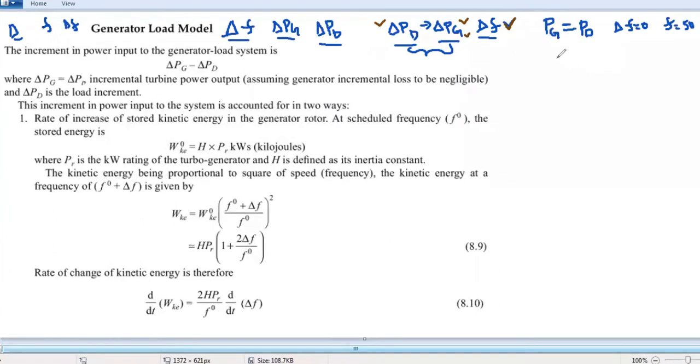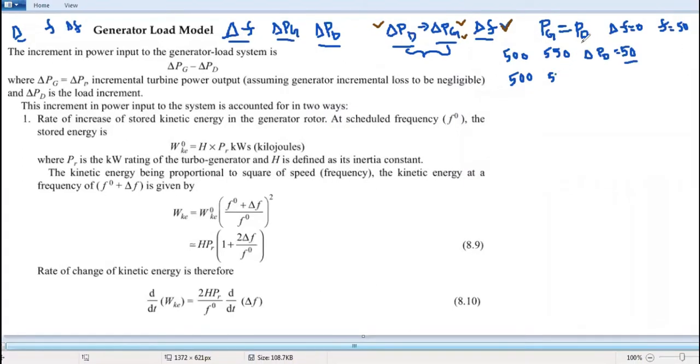But let us suppose the load demand initially is 500 megawatt, and the load requirement is increased by 50, so that the total load requirement is 550 megawatt. Here the change in the load demand is 50 megawatt. In order to meet this 50 megawatt, you have to increase the generation. So initially the generation is 500 megawatt.